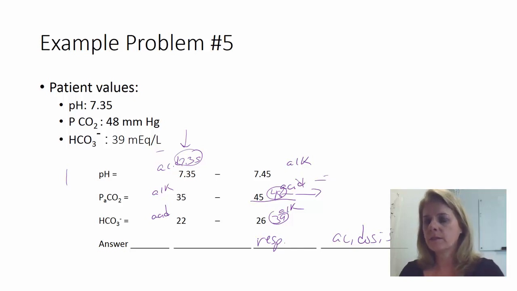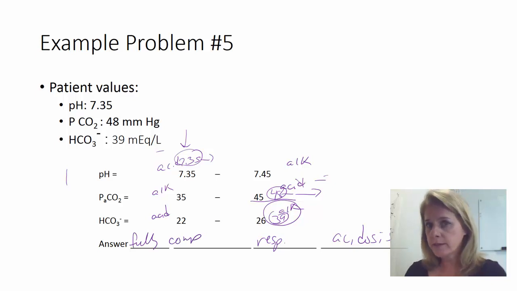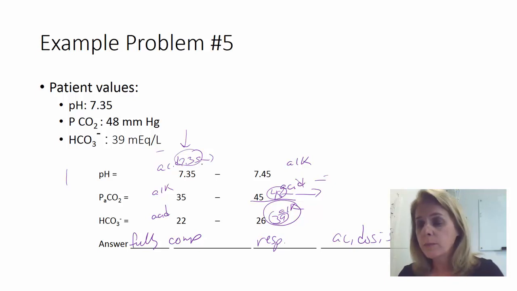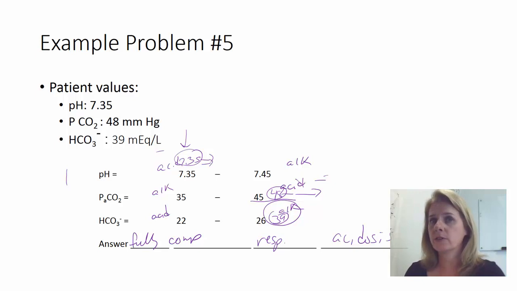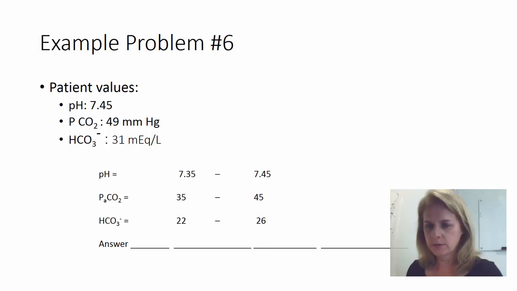All right, is the kidney doing anything? Well, it's not in normal range, so it's trying, right? And we see that it's at 39, so it's out of whack. It's working really, really hard. Has it pulled the pH to within normal limits? Yes. Fully compensated. Do you see how that works? Your respiratory is out of whack. Your kidneys are going out of whack. They're trying to compensate, and they've pulled the pH back into the normal range. So fully compensated respiratory acidosis.